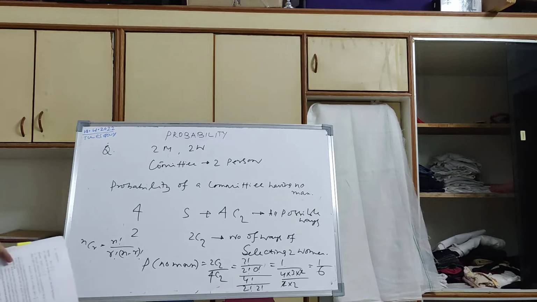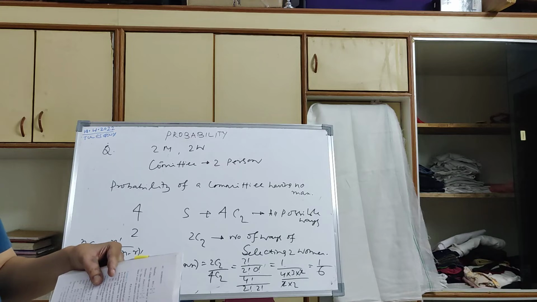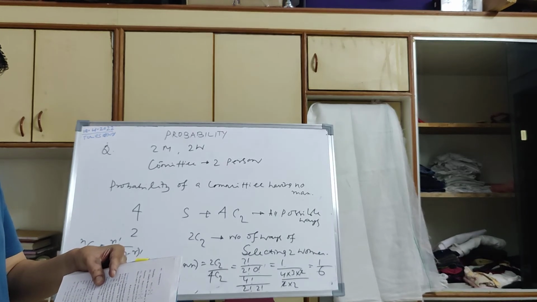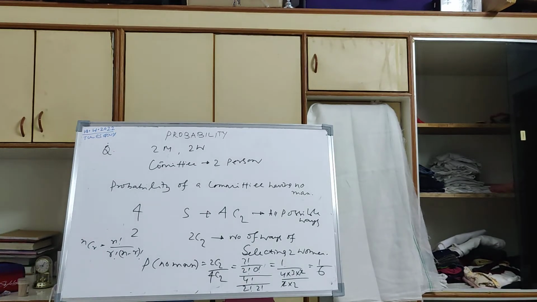Let us say the next question is the probability of having one man in the committee. One man in the committee means that there is one woman also, right? So you are selecting one man out of two.